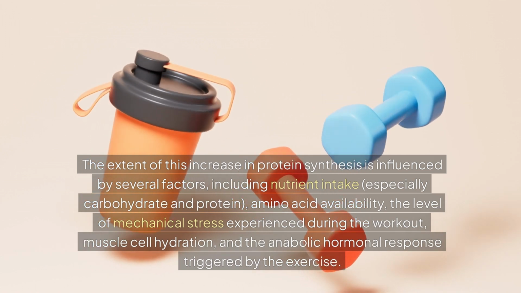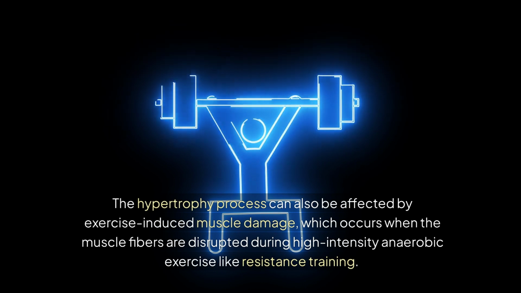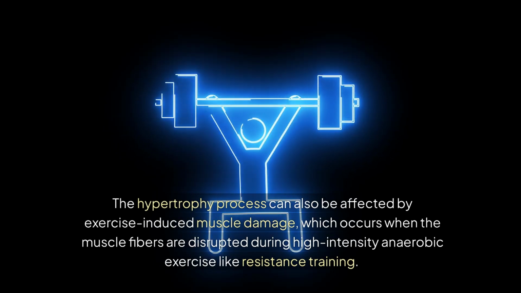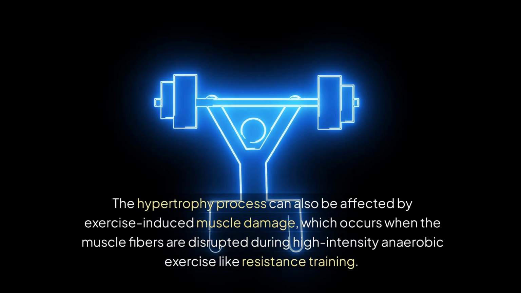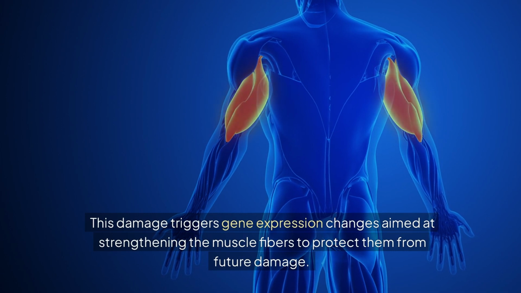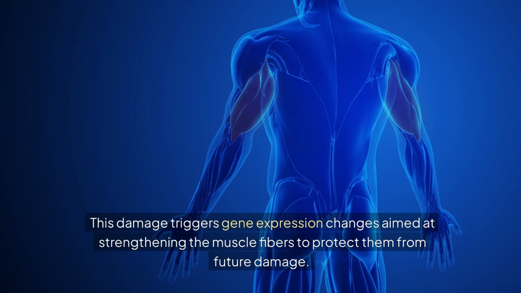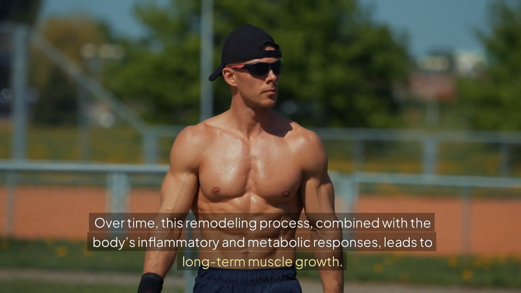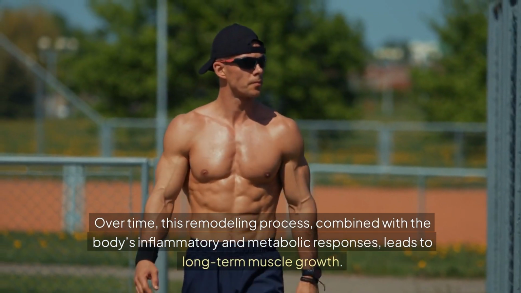triggered by the exercise. The hypertrophy process can also be affected by exercise-induced muscle damage, which occurs when the muscle fibers are disrupted during high-intensity anaerobic exercise like resistance training. This damage triggers gene expression changes aimed at strengthening the muscle fibers to protect them from future damage. Over time, this remodeling process, combined with the body's inflammatory and metabolic responses, leads to long-term muscle growth.